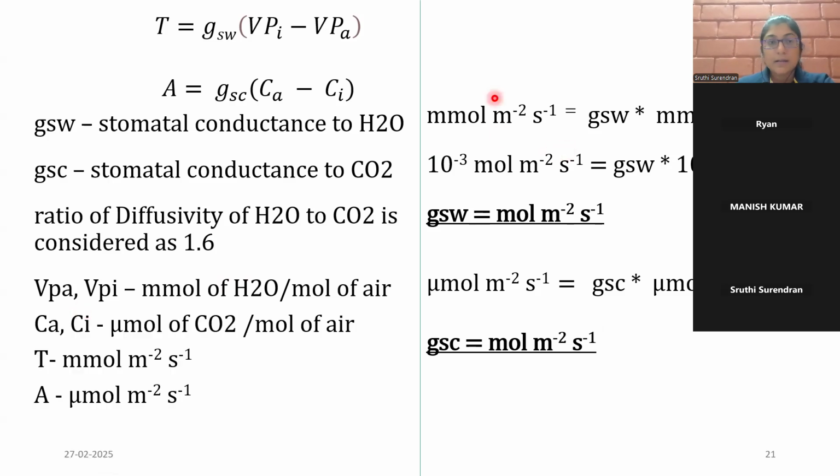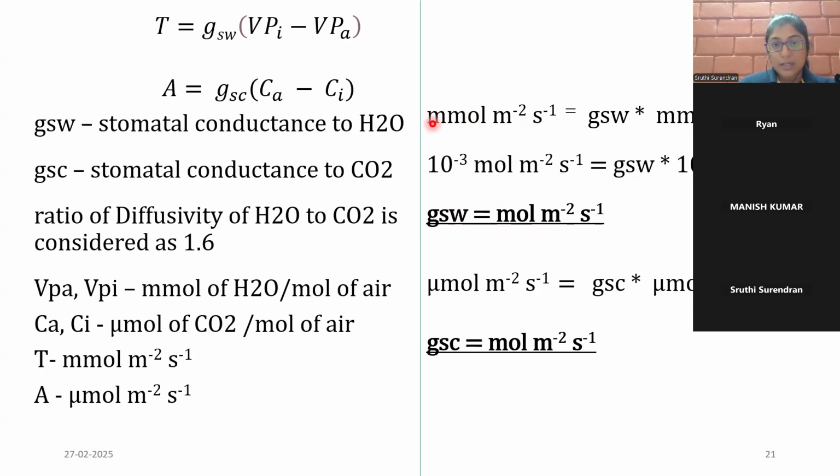we see that if transpiration is in millimoles per meter square per second and vapor pressure deficit is in millimoles per mole, this millimole and millimole will get cancelled, and then GSW will be obtained in the unit of moles per meter square per second. So GSW is nothing but the stomatal conductance towards water.